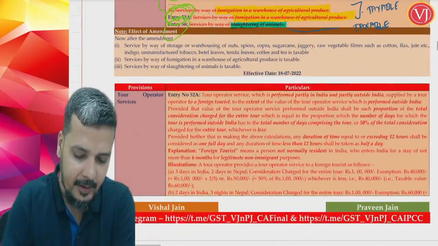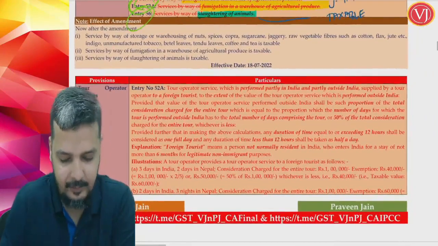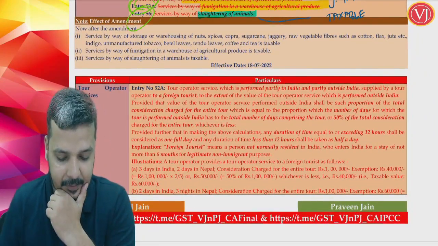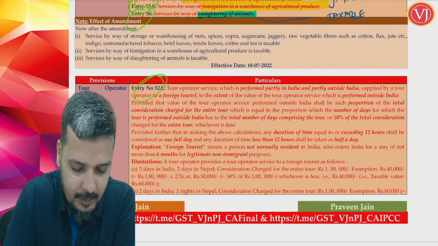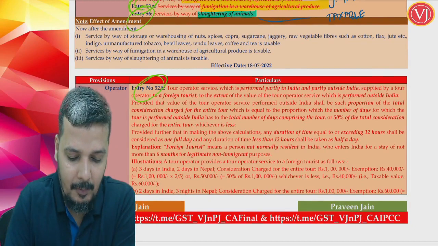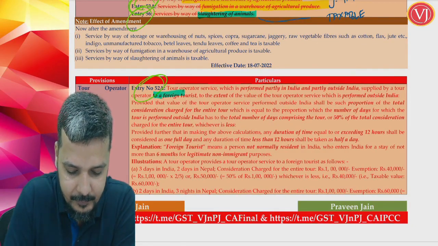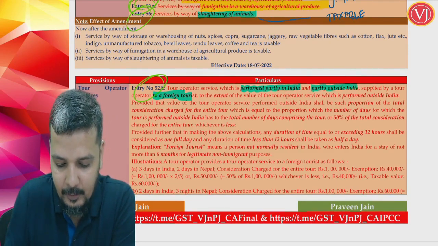Now you are talking about exemption in tour operator services. The interesting entry is 52A. Tour operator services which are given to a foreign tourist partly in India and partly outside India.